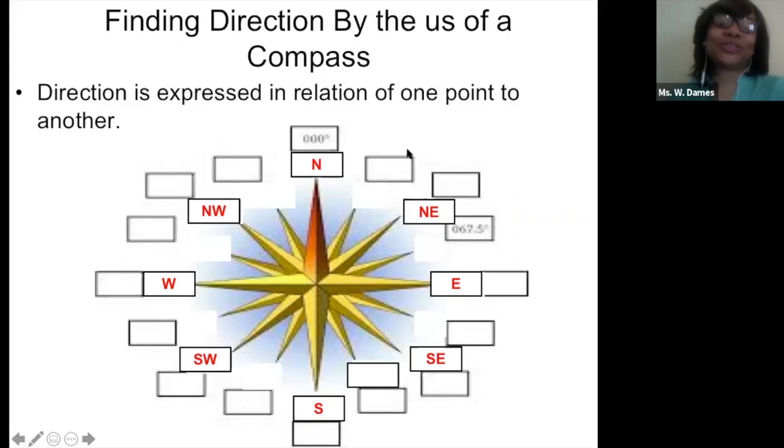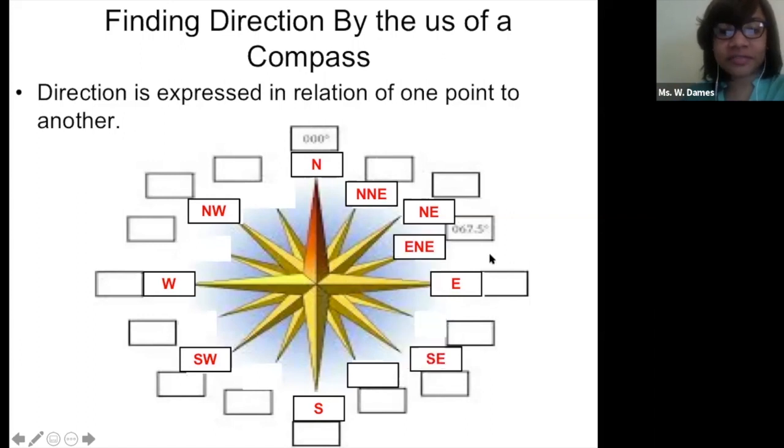Okay, so of course you have your northeast here, and of course you have north here. So this one would definitely be north. So this area here would be north of northeast. So of course this would be north northeast because it's north of northeast. Okay, so let's just put that in. Okay. So next we're going to have this one here.